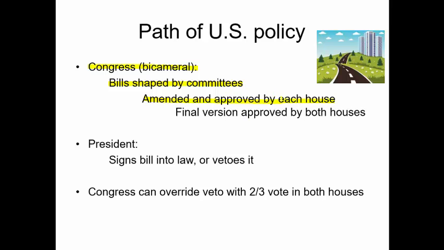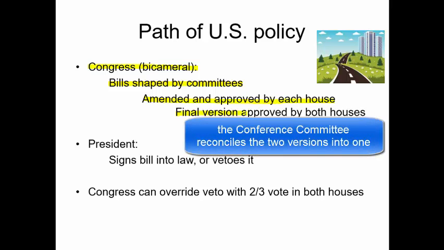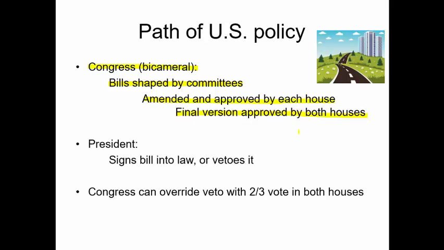And then each of those versions has to go to what they call a conference committee to put into a final version that's approved by both of the houses. So that takes quite a bit of time and effort to get a final version approved by both houses. Then it goes to the president. The president can sign that bill into law, or he can veto it.